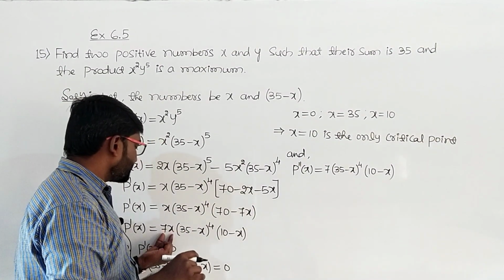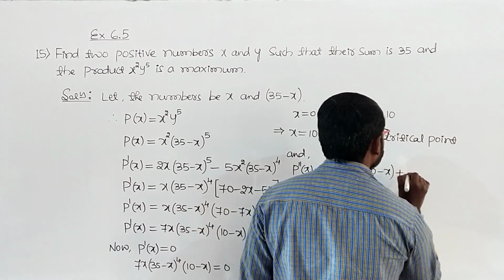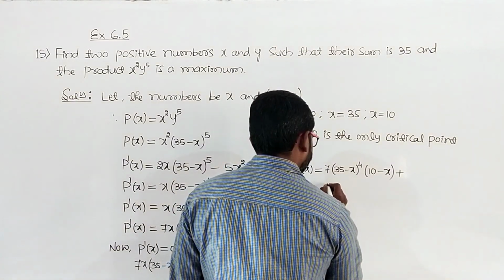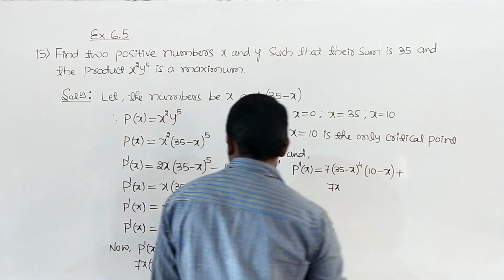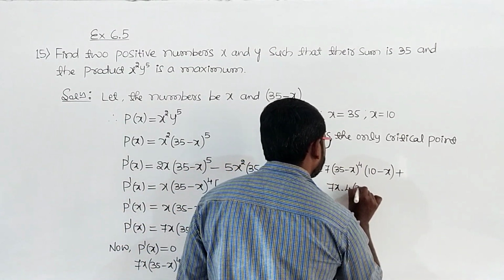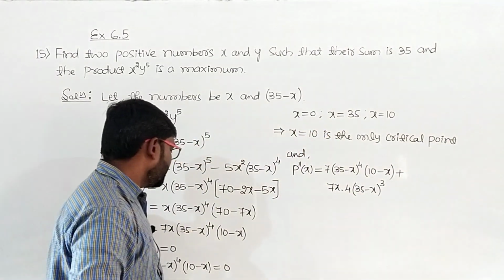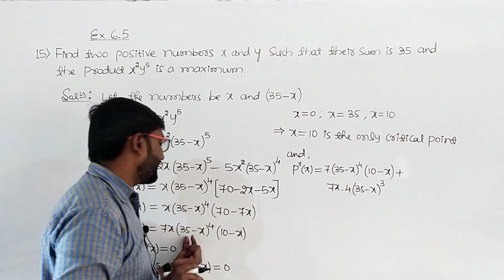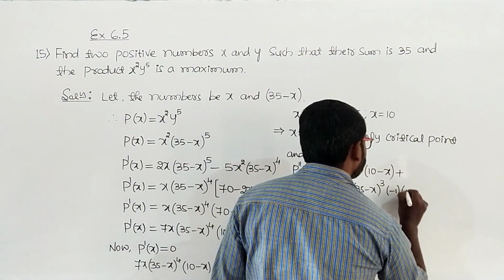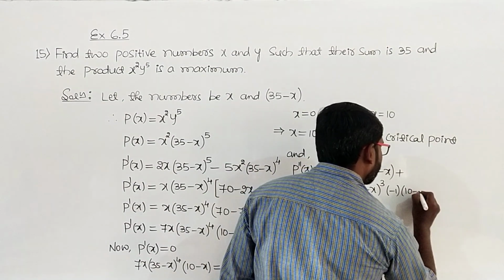That means write the first function and last function as it is, differentiate the middle one, plus write the first one as it is. I'll write here 7x as it is and then differentiate 35 minus x whole to the power 4. You get 4 times 35 minus x the whole cube, and then the derivative of the inside function will give us minus 1. We get minus 1 into the last term as it is, 10 minus x.